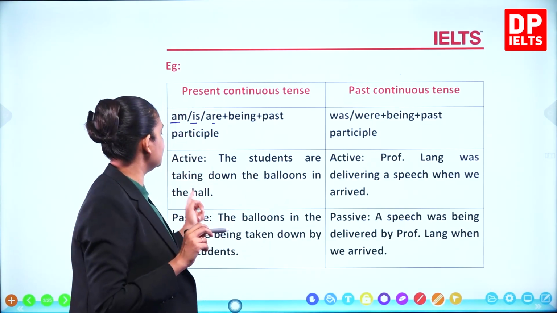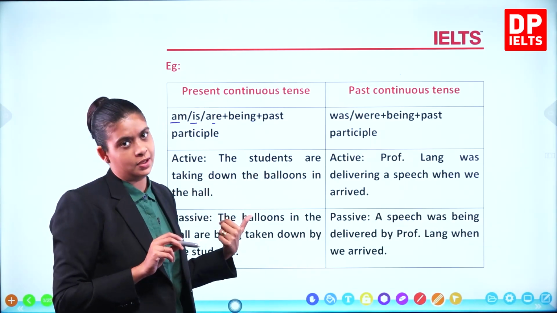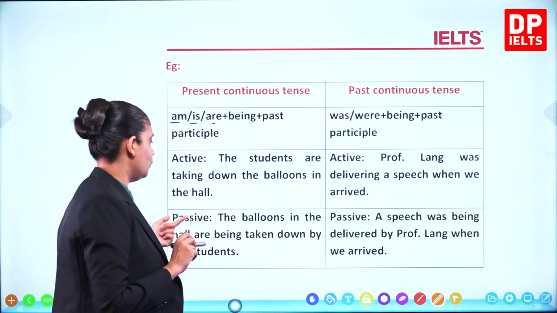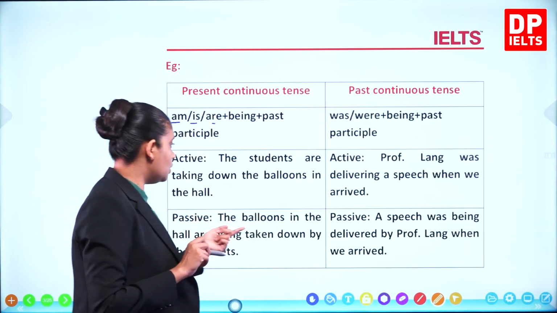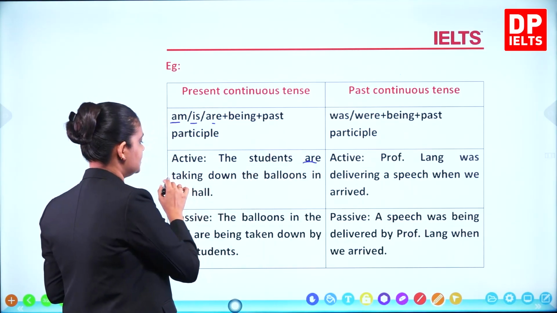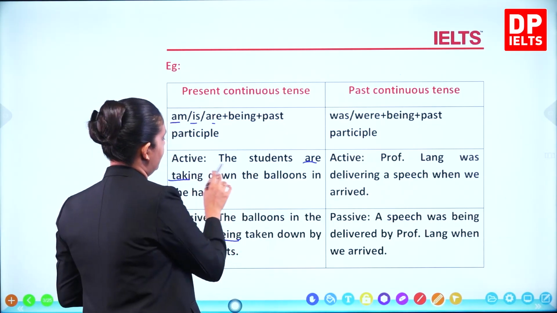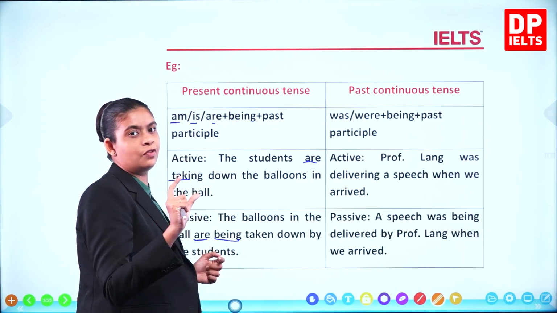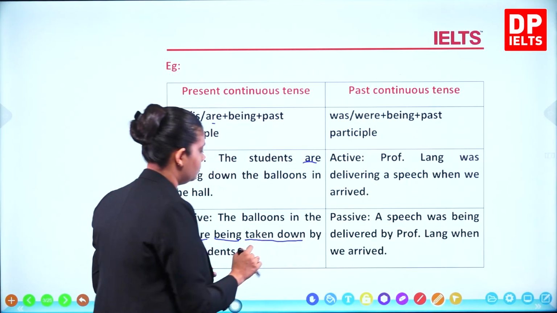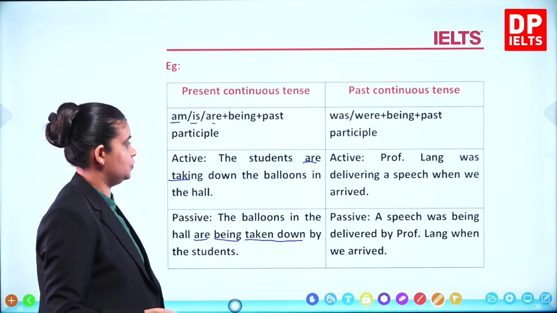The students are taking down the balloons in the hall. What are they doing? Taking down the balloons. Who are taking down the balloons? The students. What are they taking down? The balloons. Right? So the balloons in the hall, because this is the present tense, are being taken down. So take is the main verb. So the past participle of the main verb is taken down because it is also a phrasal verb, right? Taken down by the students.